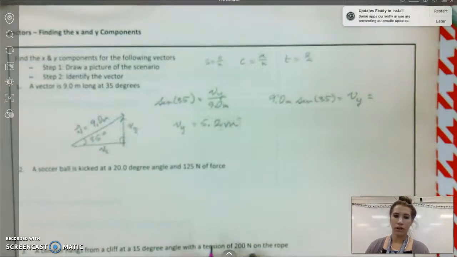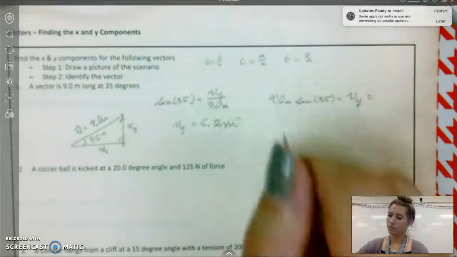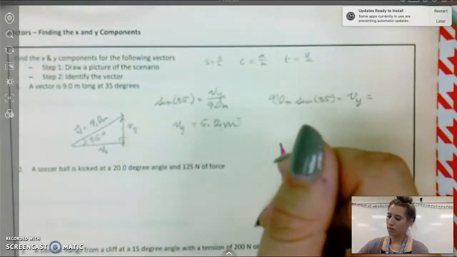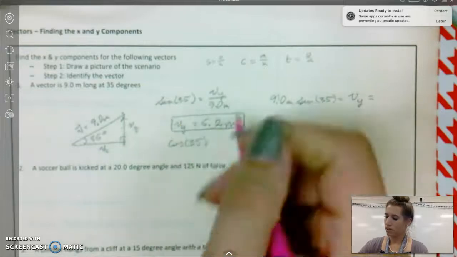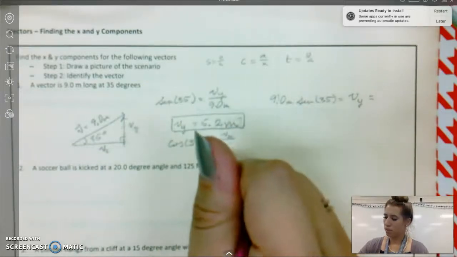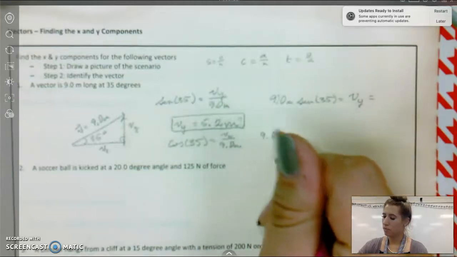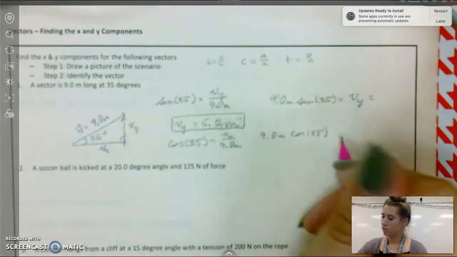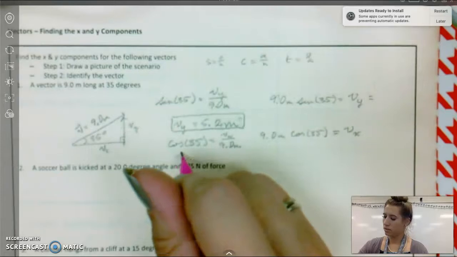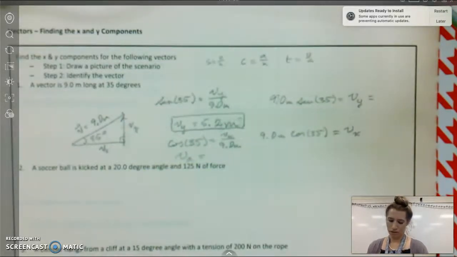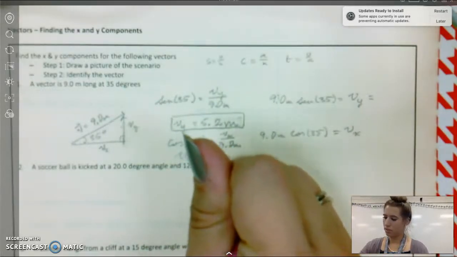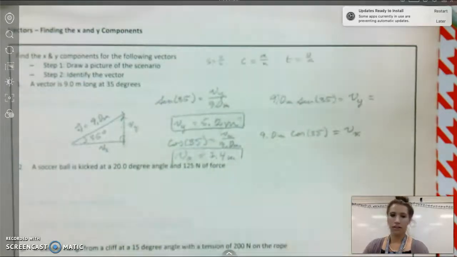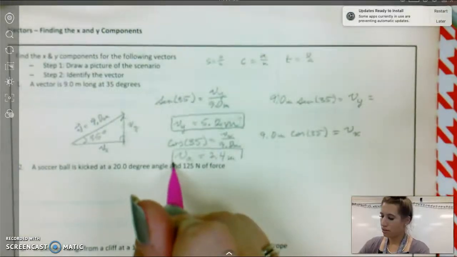Now for our x component, we want the adjacent side, so we're going to use cosine. Similar to before, cosine of 35 is going to equal adjacent, which is v sub x, over our hypotenuse, which is 9 meters. Multiply both sides by 9. So 9 meters times cosine 35 will tell us v sub x. Plug it in the calculator. I get 7.37237. I have 2 sig figs, so I'm going to round that to 7.4 meters. There's the x and y component of that vector.